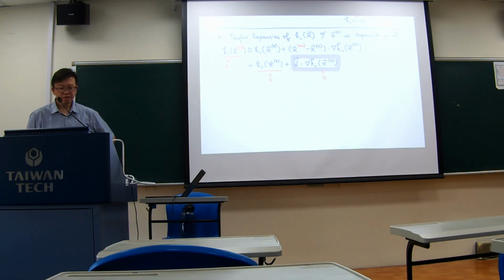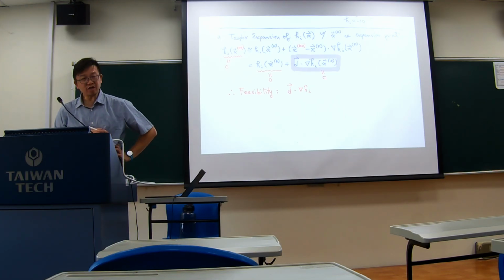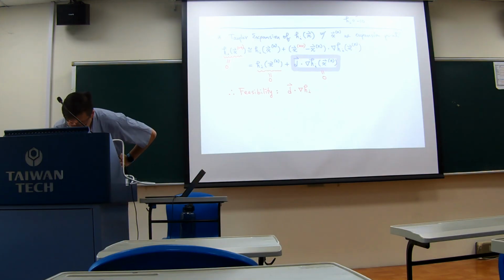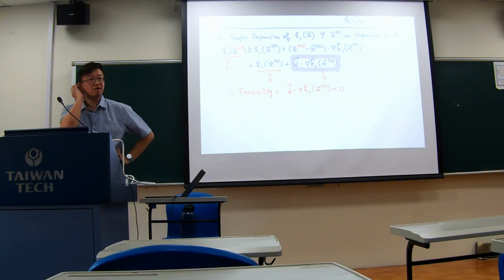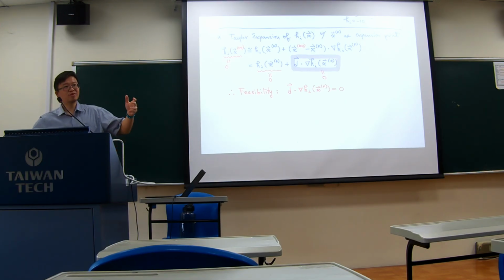Okay? So there's a rule called feasibility. The rule indicates that your d vector dot product with your equality constraint's gradient should be 0. If that happens, your design point will remain feasible.